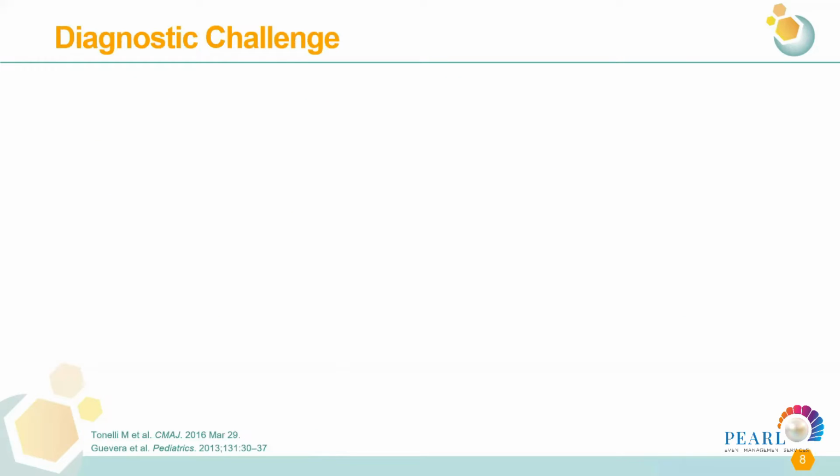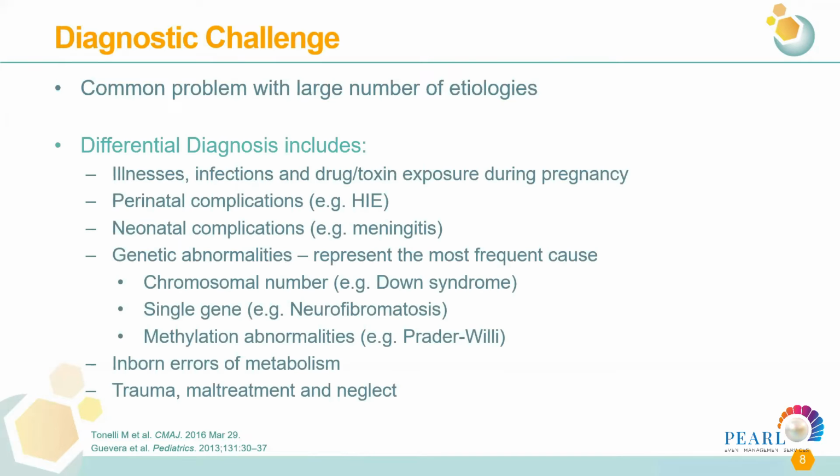So we are faced with a diagnostic challenge. It's a common problem. However, there are a large number of etiologies in terms of the causes of global developmental delay intellectual disability. And a differential diagnosis includes, but is not restricted to these listed here. So infections and drug toxin exposure during pregnancy should be looked into and excluded. Perinatal complications such as hypoxic ischemic encephalopathy, neonatal complications such as meningitis, and then the genetic abnormalities, which actually represent the most frequent cause. And these can be divided into chromosomal, single gene, or methylation abnormalities. Then come the inborn errors of metabolism. And lastly, trauma, maltreatment, and neglect.